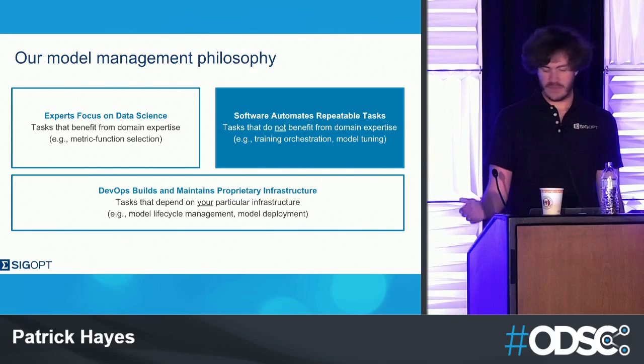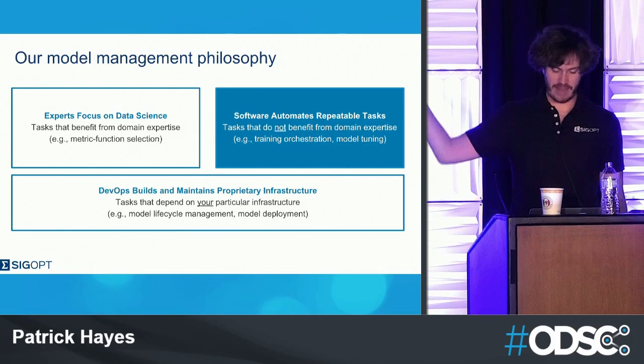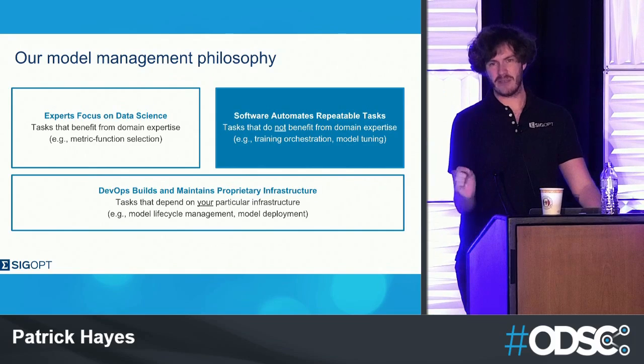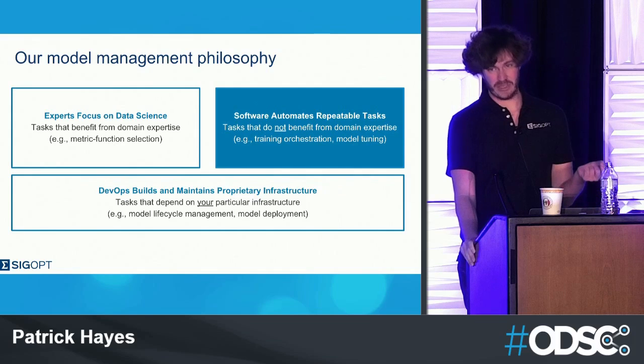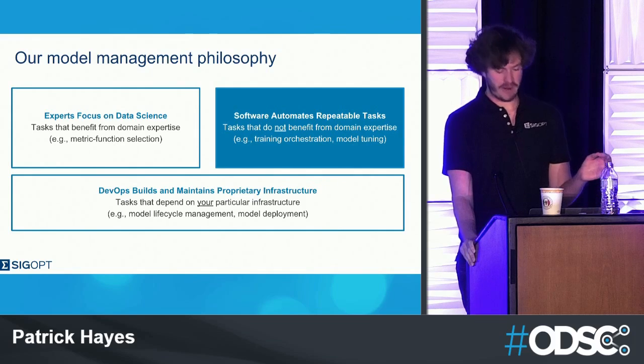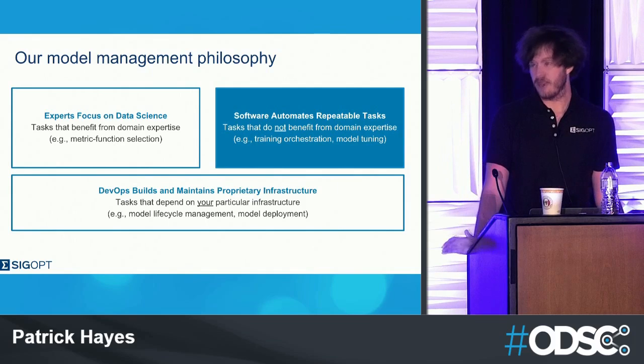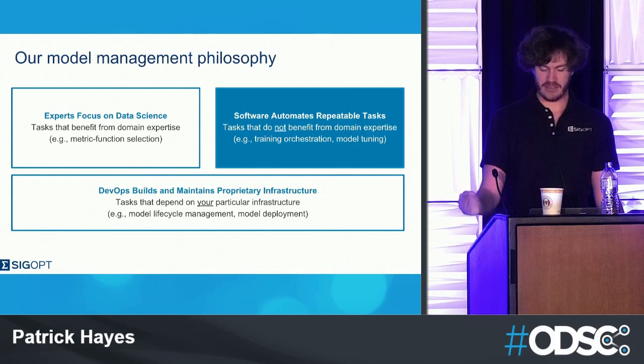And third, there's the subset of repeatable tasks that I've highlighted here that are the same for every single model development process. These are the tasks that should be automated with software. And furthermore, these are the tasks that can be handled by third-party software because they're the same for every model and can benefit from SaaS scale. And this is what we provide at SIGOPT.